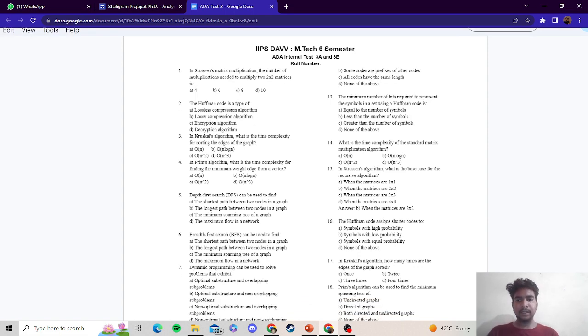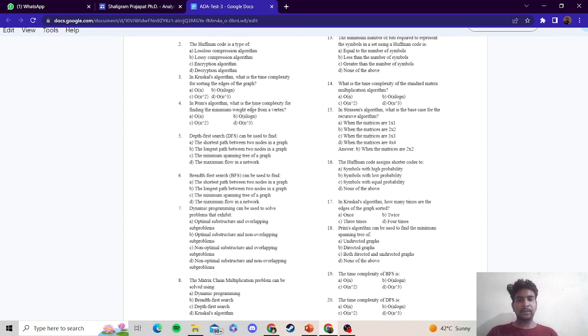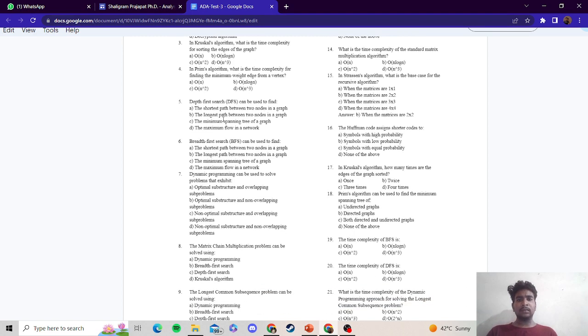algorithm. Question number 13. In Kruskal's algorithm, what is the time complexity for sorting the edges of a graph? So O of n log n will be the right answer. In Prim's algorithm, what is the time complexity for finding the minimum weight for a vertex? Order of n is the time complexity for finding the minimum weight for a vertex in Prim's algorithm.